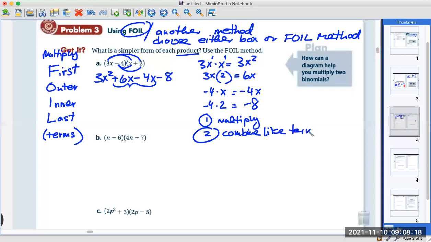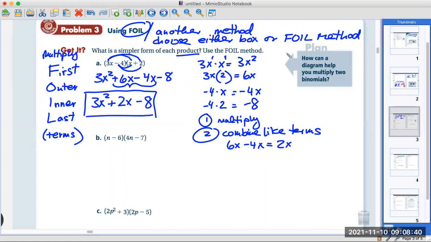All right, so again, I start with the highest power, which is the 3x squared, plus 6x minus 4x is positive 2x. And then the number last. And this is my answer.